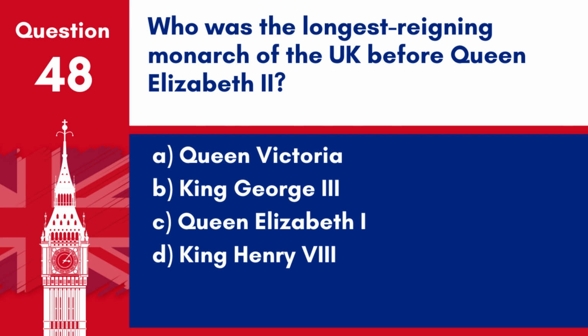Answer A. Queen Victoria. Before Queen Elizabeth II, Queen Victoria was the longest reigning monarch of the UK, reigning for 63 years from 1837 to 1901.